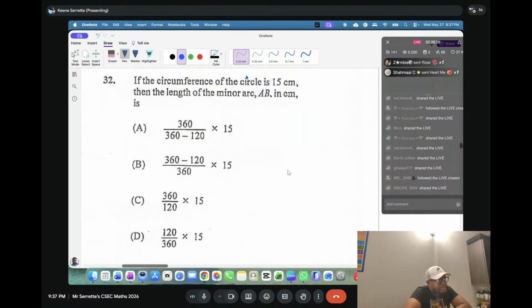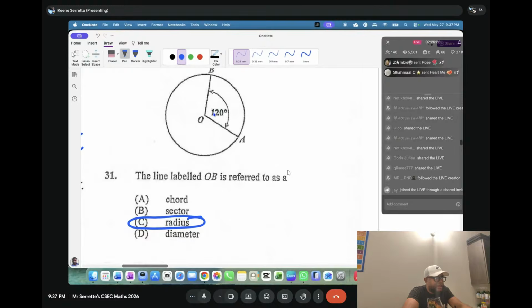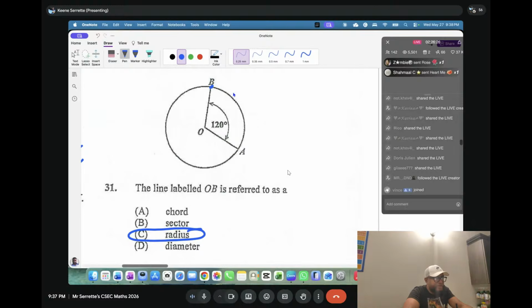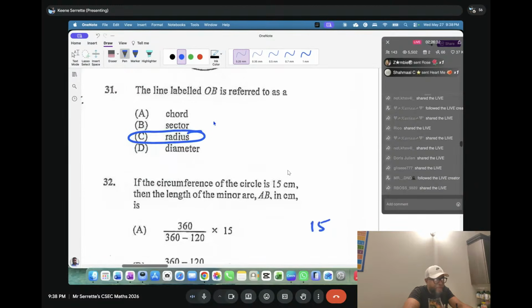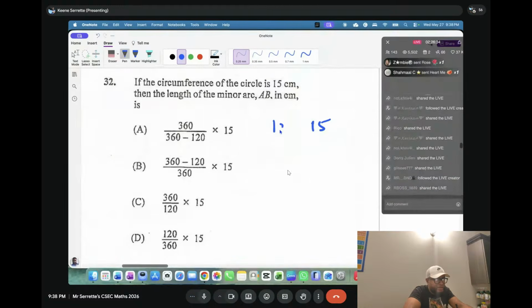So if the circumference of the circle is 15 centimeters, then the length of the minor arc AB in centimeters is, so the circumference is 15, right? The minor arc will be from here to here. So you want to know what fraction of the circumference is this piece here, right? So we're dealing with 120 over 360 multiplied by 15.